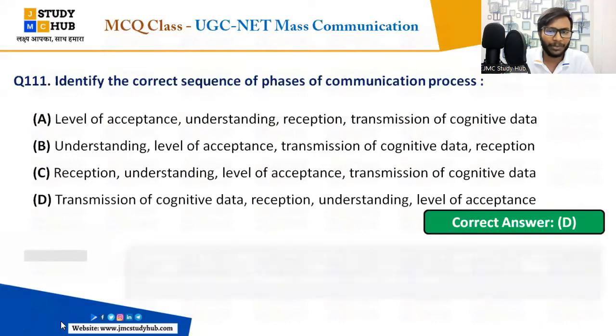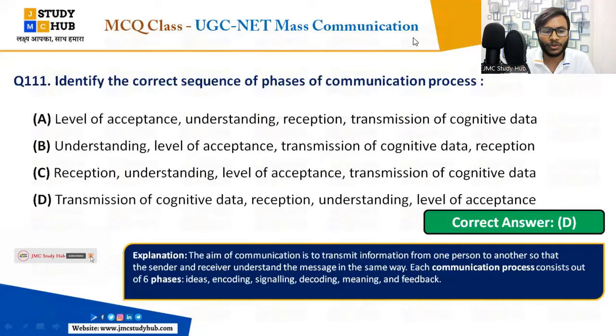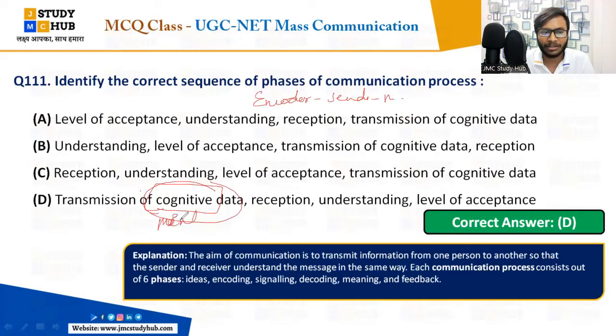D is the right answer. Very good. We have already read about the encoder, sender, message, channel, receiver, decoder and all that. Here you can notice one thing: it is about the transmission of cognitive data. Cognitive is your word, it comes in your mind, the memory. This is the encoding process in the sender, the message you want to say, what you want to persuade the receivers. Transmission of cognitive data means encoding. This is the first step.